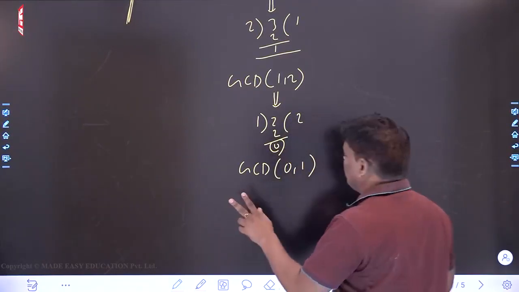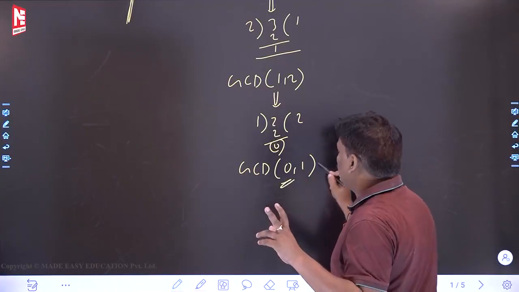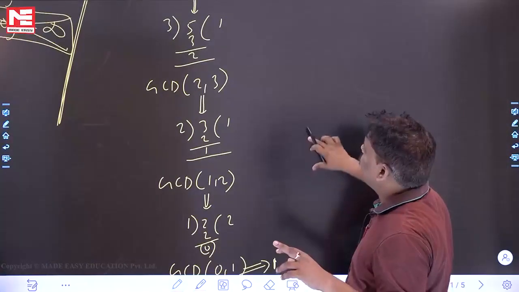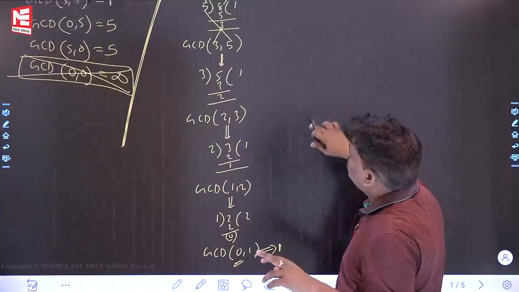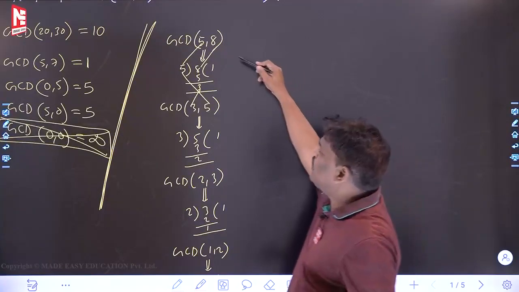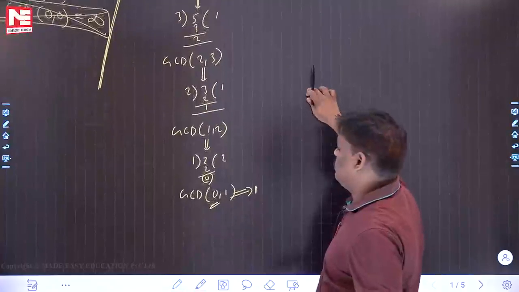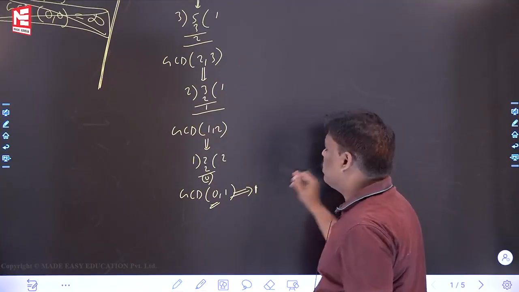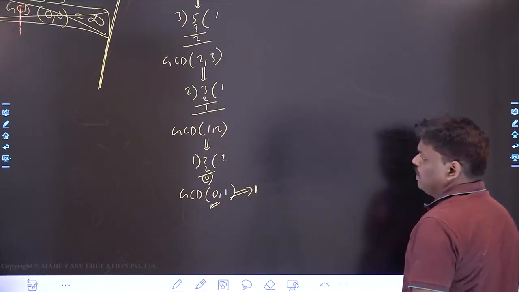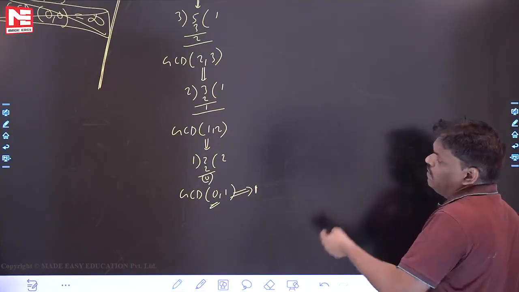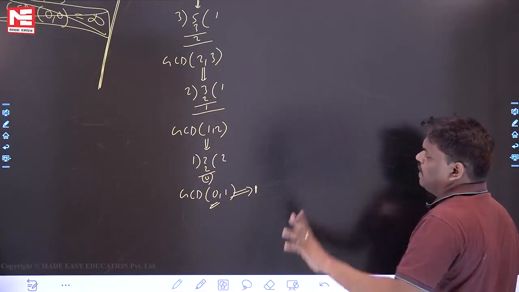So you know very well the GCD termination. If any one is 0, the next number is the answer. If you want, you can check for these two numbers, GCD of 5, 8. The greatest number which can divide both is 1. This is the answer. Continue the same procedure until 1 comes. Repetitive division, always dividing with the remainder, and so on.